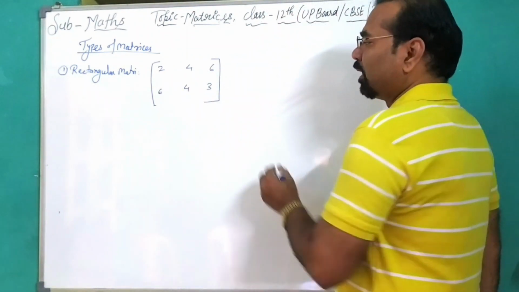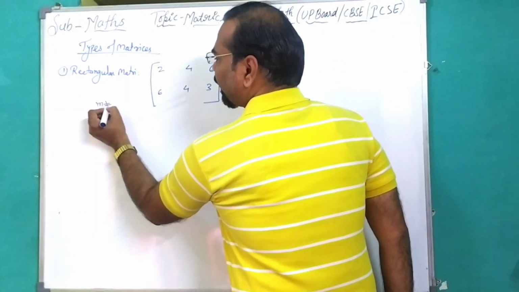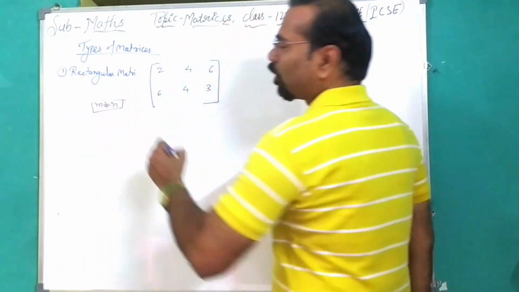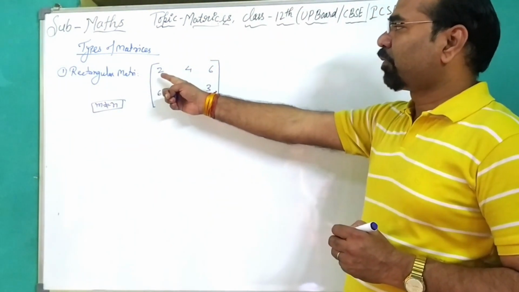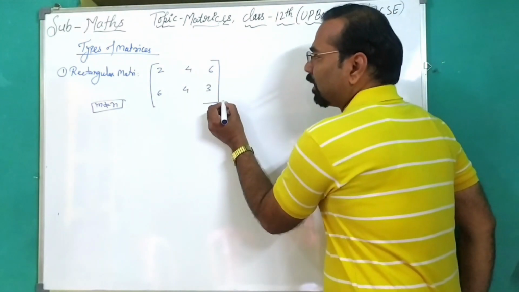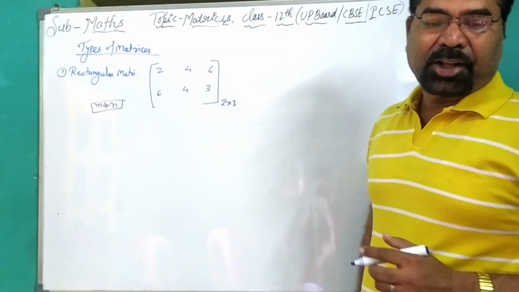Rectangular matrix means a matrix in the form of a rectangle. It means the row is not equal to the column. When the row is not equal to the column, that is called a rectangular matrix. Here you can see how many rows: 2 rows and 3 columns. That type is called a rectangular matrix.